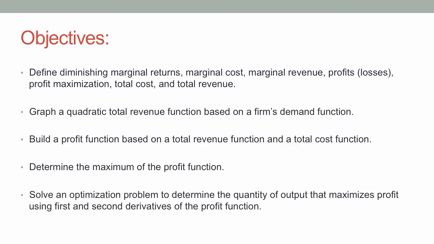All right, so what did we do? What were our objectives? Well, we definitely talked about marginal cost, marginal return, marginal revenue. We talked about profits, total cost, total revenues. We graphed quadratic functions, cubic functions, and linear functions. We built a profit function based on the total revenue minus the total cost, and we found the maximum point. It was an optimization problem, and we used math to help us find the best possible solution.